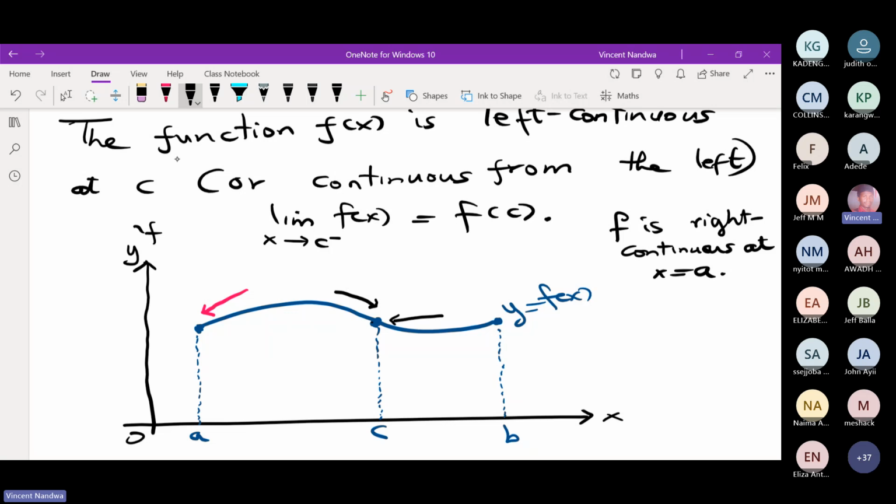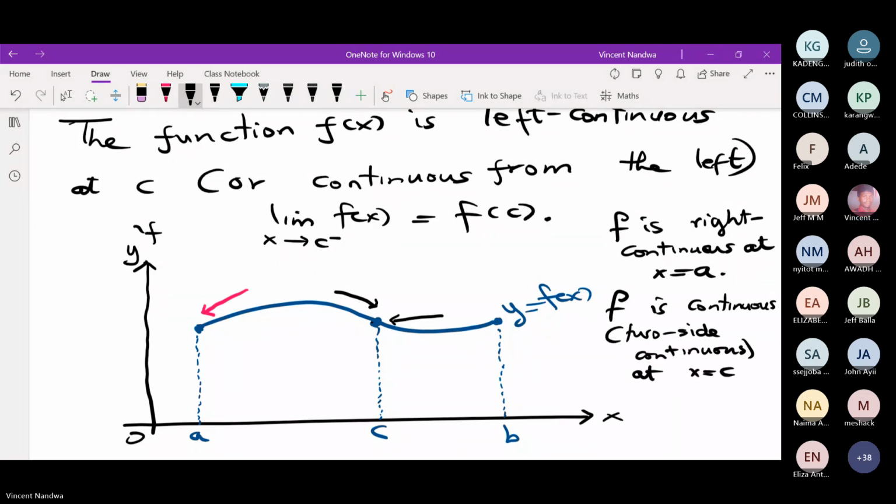And so we say that f is continuous, or two-sided continuous, at x equals C. Because as you approach the curve at the point from either direction, left-hand side and right-hand side, you will arrive at this point and get the same value.